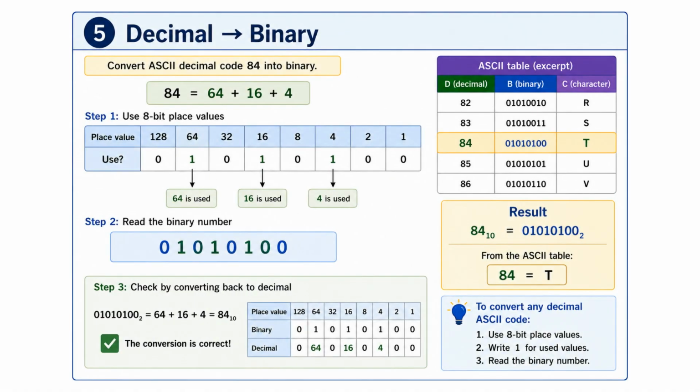Therefore, lowercase a is represented as 01100001. Now, let's convert the ASCII decimal code 84 into binary. First, break 84 into powers of 2. 84 equals 64 plus 16 plus 4. Using the 8-bit place values, we put 1 under 64, 1 under 16, and 1 under 4. All the other positions are 0. Reading the bits from left to right gives us 0101, 0100. So, 84 in decimal equals 01010100 in binary. From the ASCII table, decimal 84 represents the character T. Therefore, uppercase T is represented as 01010100 in binary.